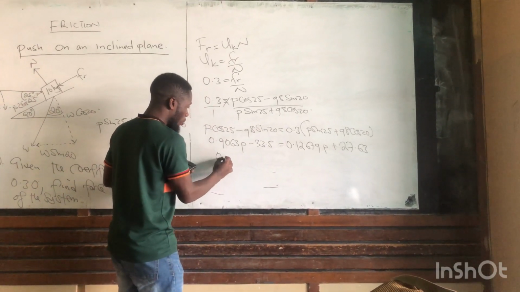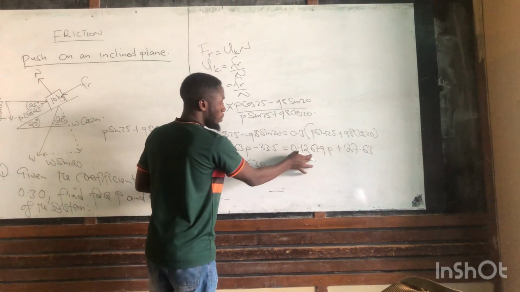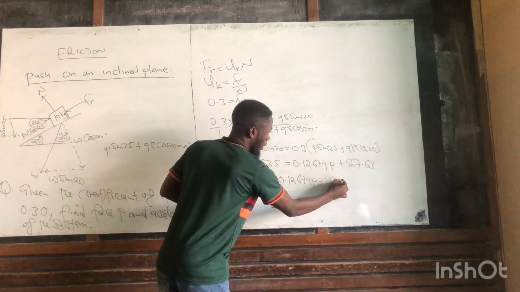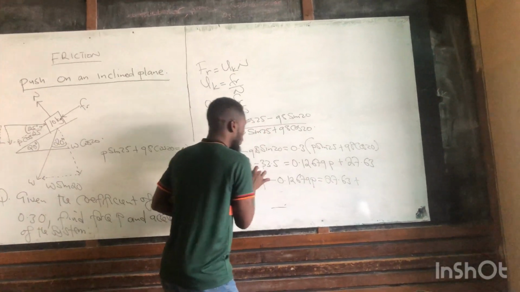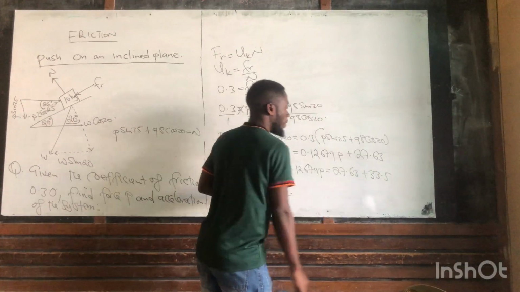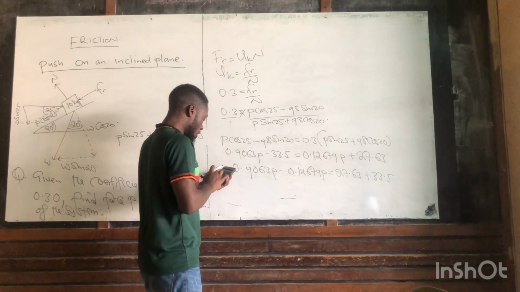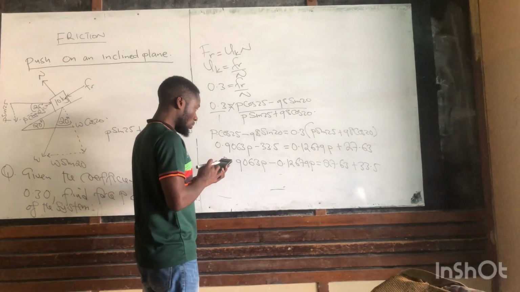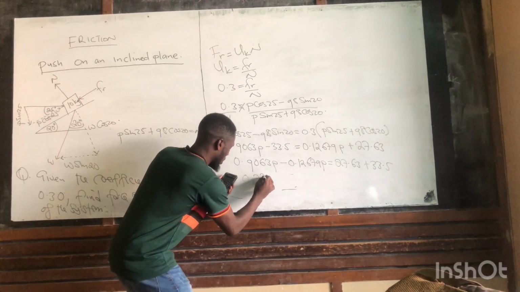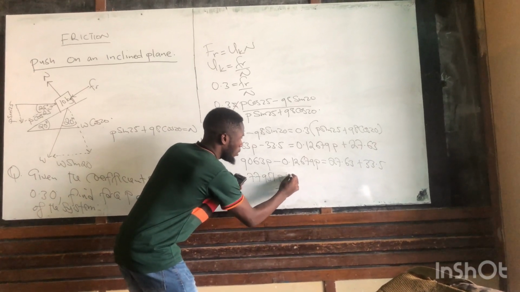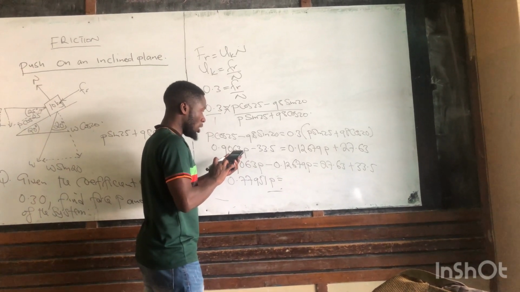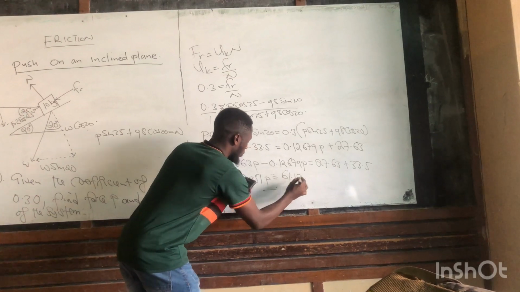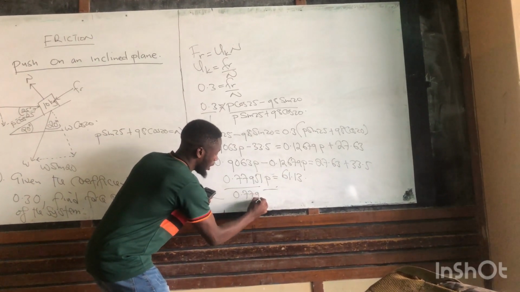Here you can put the terms with P on one side, and these numbers go to the other side. So it will be 0.9063 P minus 0.12679 P, being equal to 27.63 plus 33.5. Here you can subtract 0.9063 minus 0.12679, which gives 0.77951 P, equal to 27.63 plus 33.5, so the answer is 61.13, over 0.77951.